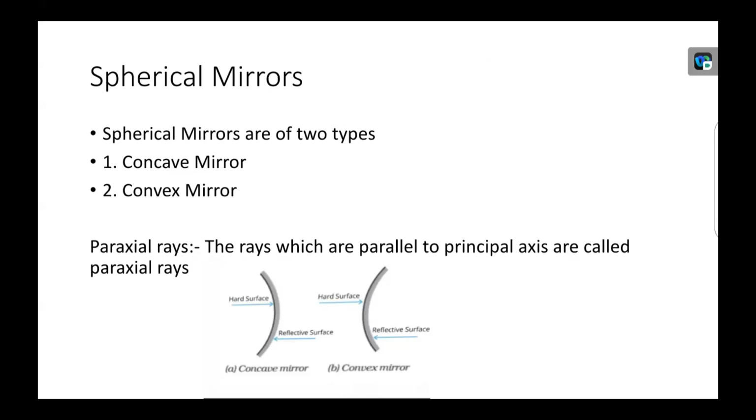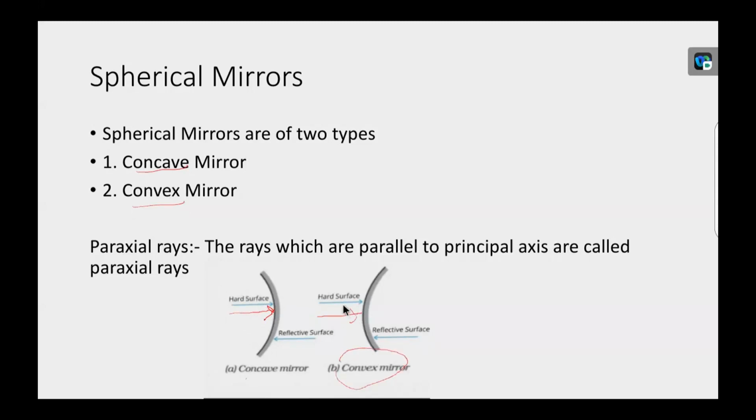In our topic, we have only two types of spherical mirrors. One is concave, another one is convex mirror. Here, if you observe on the screen, we have two types of mirror, convex and concave. If the inner surface is reflecting, we call this a concave mirror. If the outer surface is reflecting, then we call this a convex mirror.